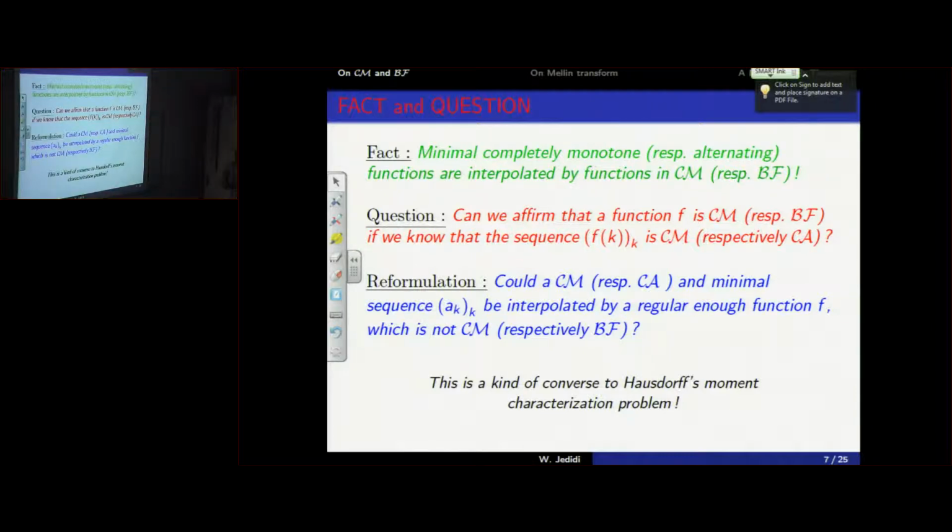Because another way of asking the question, you start with the completely monotone sequence. You know that it's interpolated by a function, but by a completely monotone function. But is this function unique?